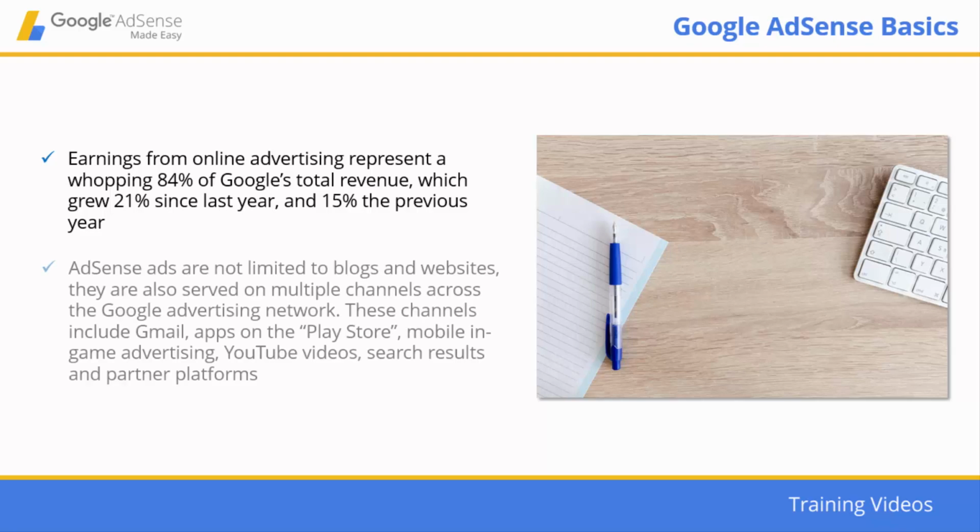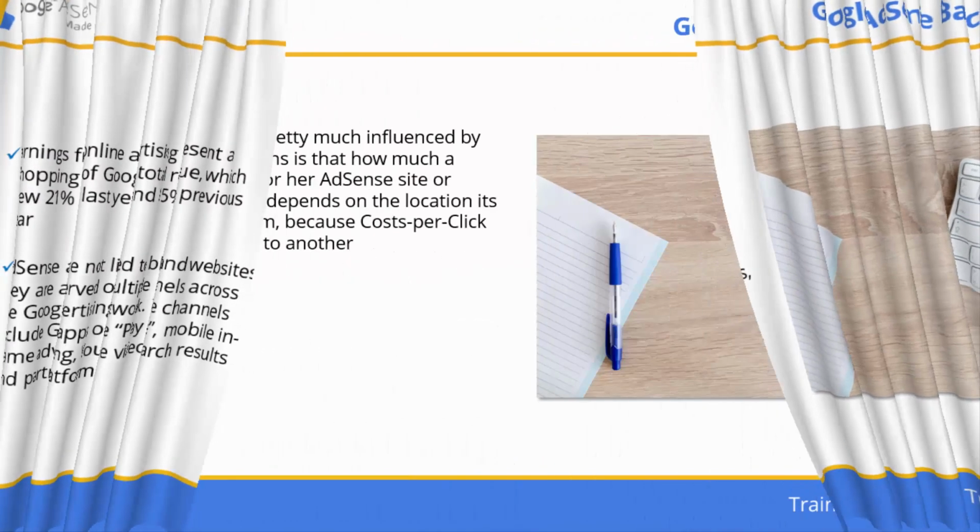15% the previous year. AdSense ads are not limited to blogs and websites. They are also served on multiple channels across the Google Advertising Network. These channels include Gmail, apps on the Play Store, mobile in-game advertising, YouTube videos, search results, and partner platforms.